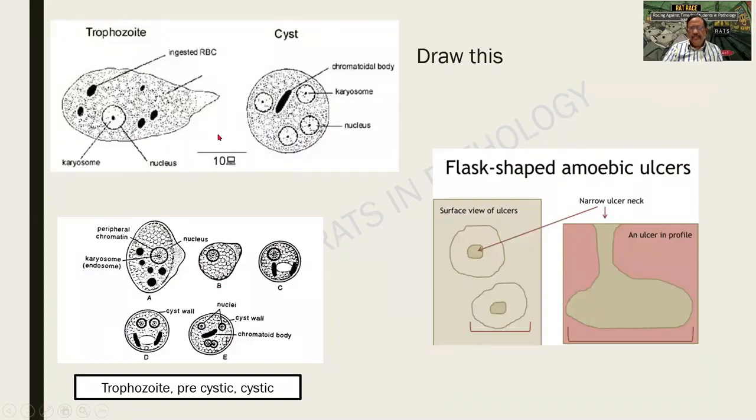These are the various stages of it. The trophozoite we should be able to remember, and this is the nucleus with the karyosomes, and this is the cytoplasm, then the RBCs and the phagocytic vacuoles. And these are the pre-cystic and the cystic stages. This is there in your parasitology text. Kindly go back and see. This is a picture of the ulcer which I would like you people to draw. This is an end-on view. When we view it right from the top, this is the orifice and this is the boundary of the ulcer. Whereas when it is cut across, I find a narrow opening and then a flask-like configuration.